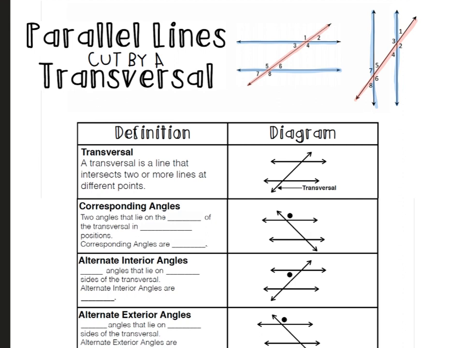So let's start with this first definition, transversal. We're going to define it more formally. It reads here: a transversal is a line that intersects two or more lines at different points, okay? I'm going to continue with the same kind of design here. I'm going to highlight these parallel lines, and this red highlighted line right here is the transversal. It's a line that intersects two lines at different points. So that's just what it is. It's a transversal.